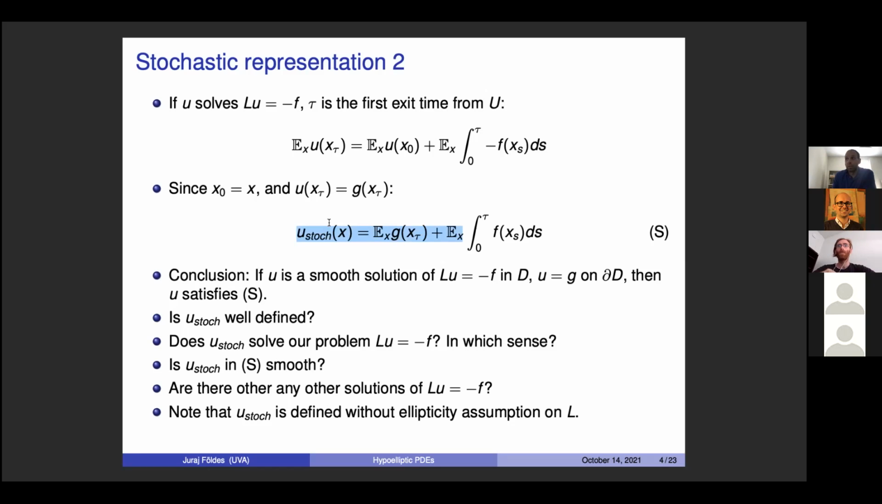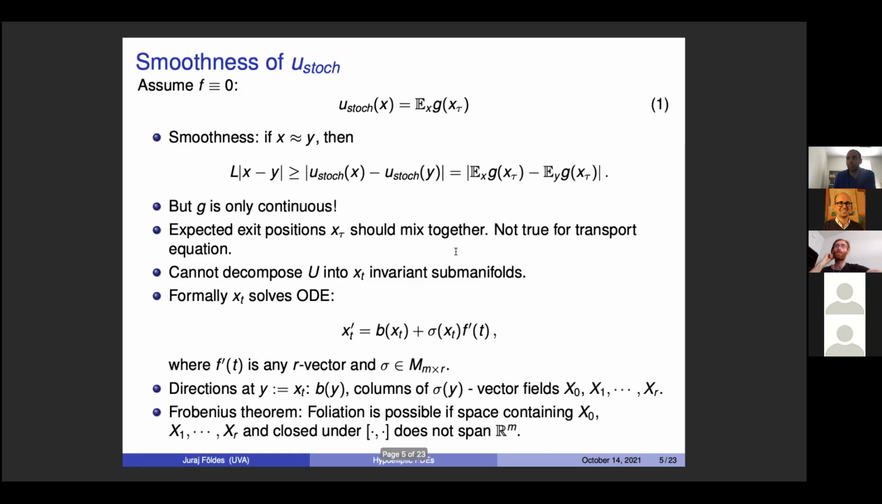Are there any other solutions? Is this the only solution that we are getting, or are there other possibilities for other, say, non-smooth solutions? Okay. But the point is that this solution is defined no matter what our assumptions on ellipticity or smoothness are, or whether we have any. All right. So let's look at the smoothness of the stochastic solution, and we'll see that it's not that easy.